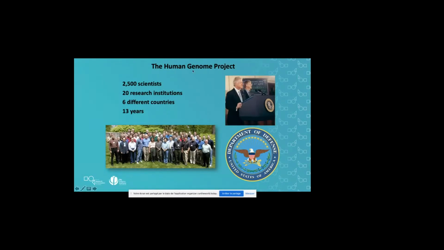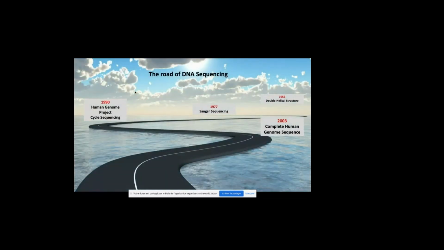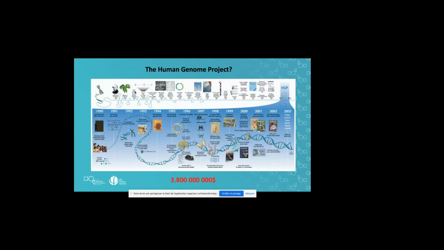And the Human Genome Project was also launched by the Department of Defense, and around 2,500 scientists were involved in this project from 20 research institutions and spread over 6 countries, and they were involved for 13 years of work. And in 2003, they gave birth to the first complete human genome sequence. So this first project and this first sequence of the human genome cost humanity the price of $3.8 billion, which is a huge amount.